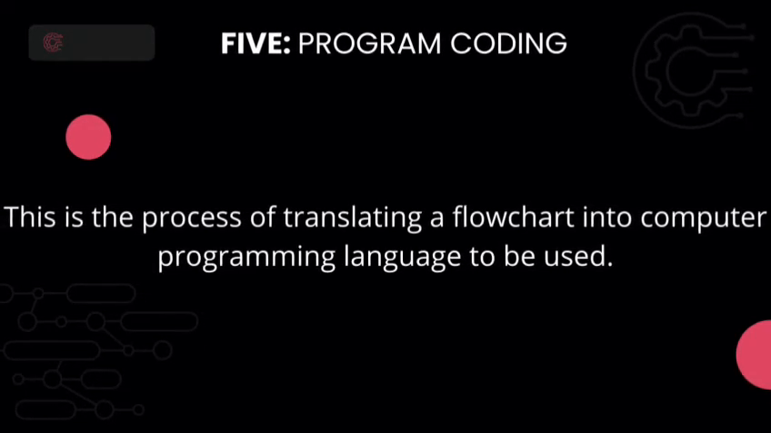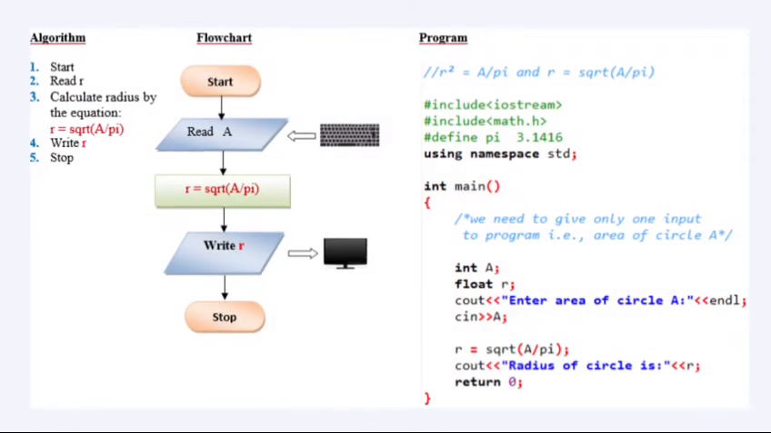Program coding. What is program coding? This is the process of translating a flowchart into a computer programming language to be used. Now, you've done all your processes, you've done all those stages: you've defined, you've analyzed, you've performed flow charting, you've done your algorithm, you've done your dex checking. Then it's for you to actually start coding. Coding work starts here properly. You perform your coding when you are translating whatever you've done in flowchart or in algorithm into a program.